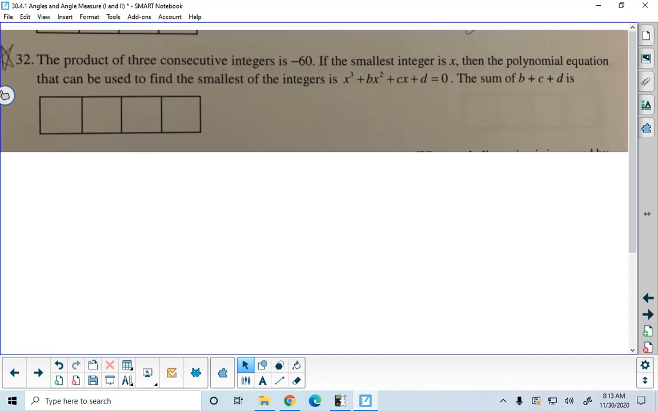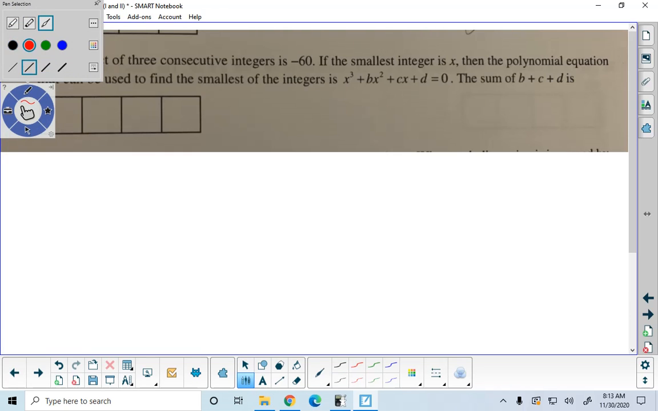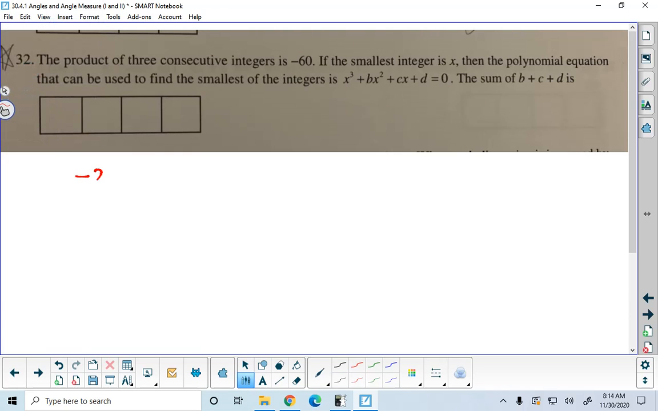So if I were to start listing some integers, just arbitrarily, I'm going to start at -3. The next integer after -3 is -2, then -1, then 0, then 1, then 2, and it continues in both directions.